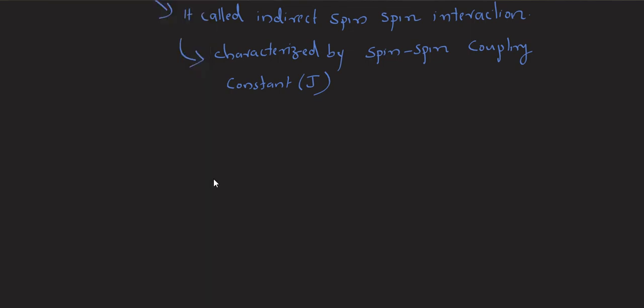So far we have discussed two constants. One is chemical shift, which is given by delta, then the spin coupling constant, which is introduced to explain the indirect spin interaction. Spin coupling constant, that is J.